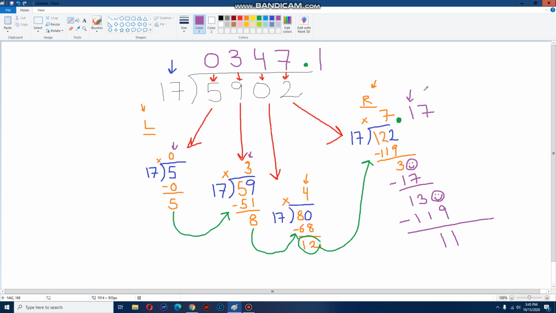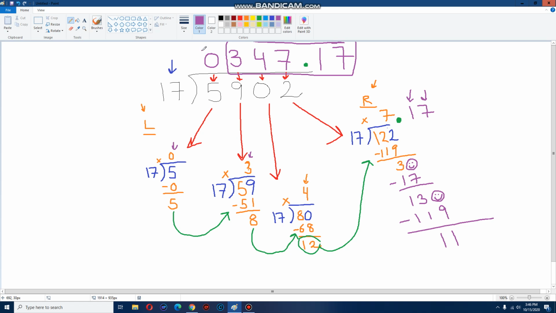And of course, don't forget to put the 7 right here at the end of the answer. And we could stop there. In my class, the 2 numbers after the decimal point is good enough. And finally, we have got our answer. 5,902 divided by 17 is equal to 347.17. And that is our answer.